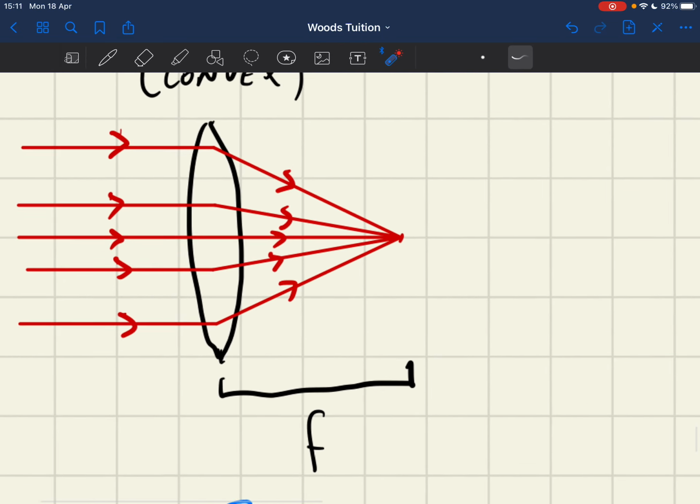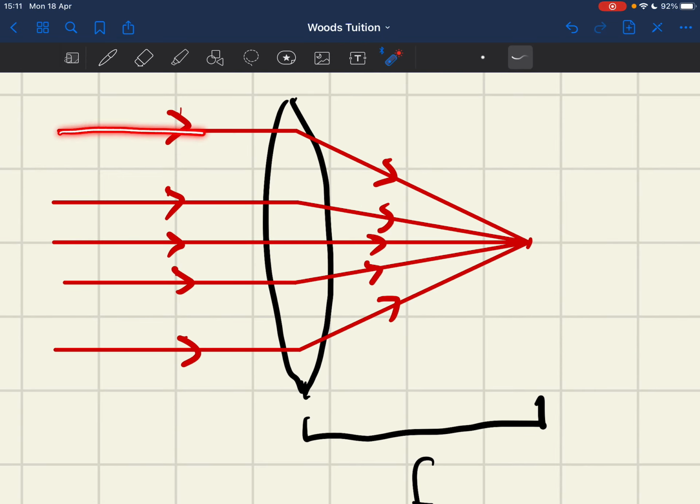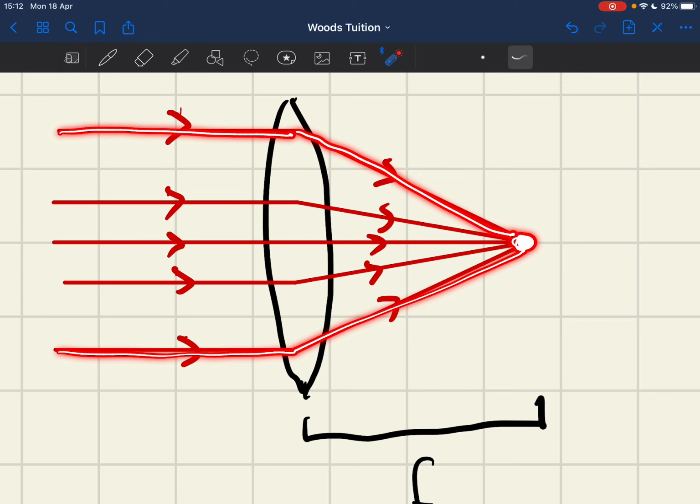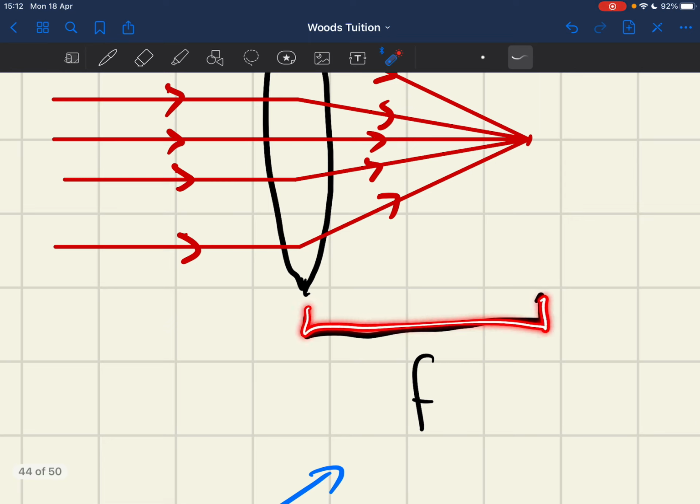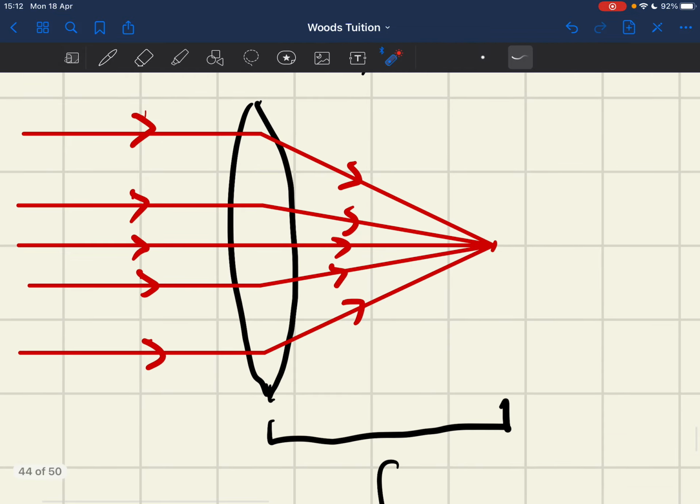So converging lenses, what they do is they bring parallel rays and converge them to a point. So converge means come together or come to a point. So they converge at this point, and this point is known as the focal point. And the focal length is the length from the optical center, which is a line through the center of the lens, to the focal point, and that is denoted by F.